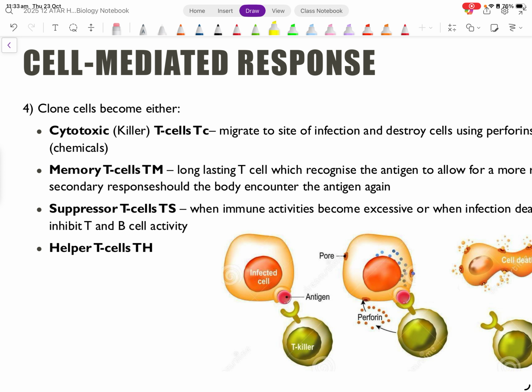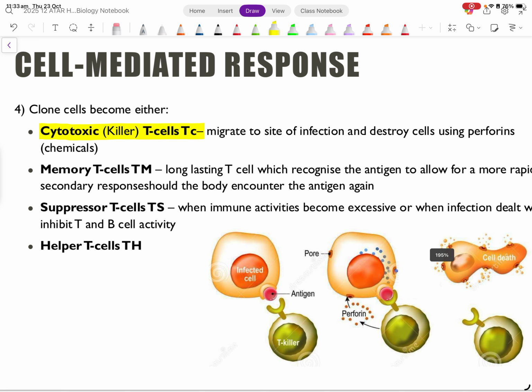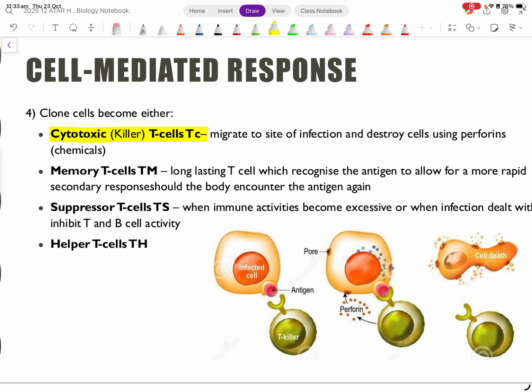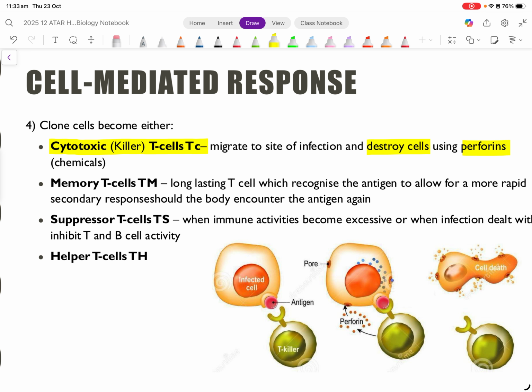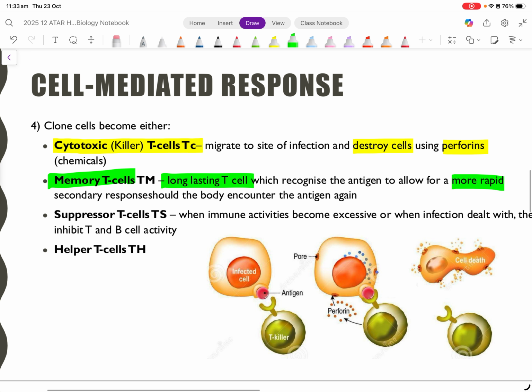So number one, cytotoxic or killer T cells. Now killer T cells, their job is to effectively destroy, hence their name killer, any cells, and they do this using chemicals known as perforins. Secondly, memory T cells. Memory T cells, like memory B cells, are long-lasting T cells which allow for a more rapid secondary response if you were to encounter the same pathogen again.